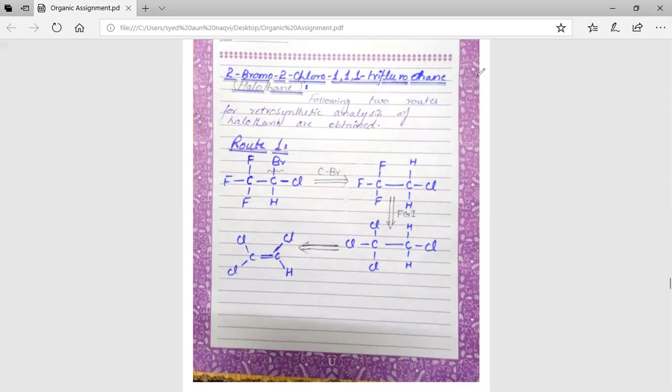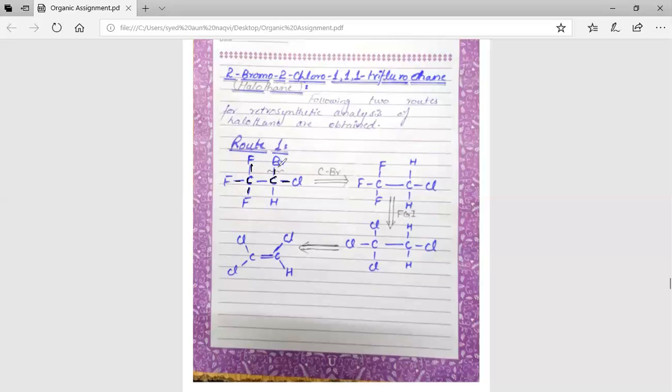So the retrosynthetic routes for halothane will be, in route one, I would like to describe the structure. Here we have an ethane molecule, carbon 1 and carbon 2. Three fluorine atoms are attached to carbon 1, and 1 bromine atom and 1 chlorine atom are attached at carbon 2. So we'll have 2-bromo-2-chloro-1,1,1-trifluoroethane.